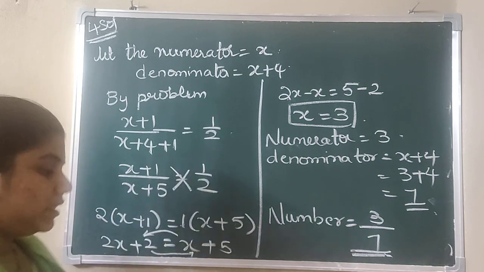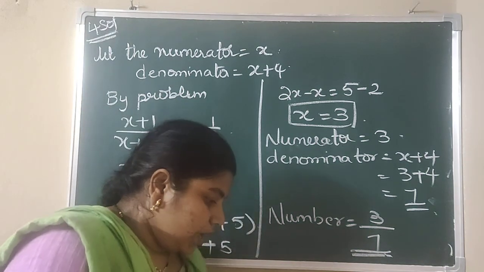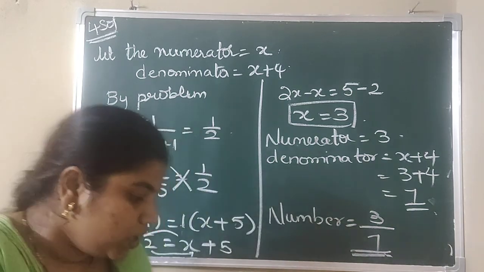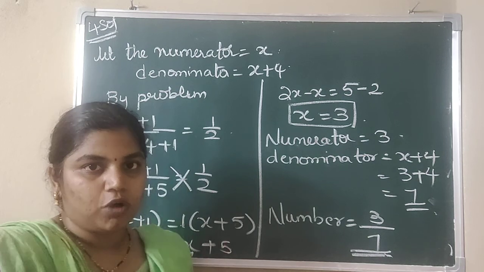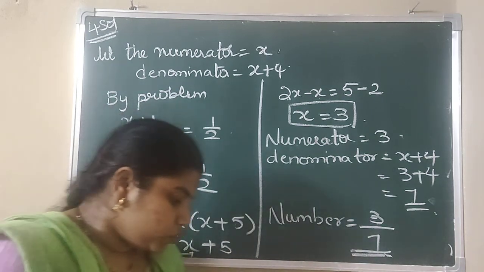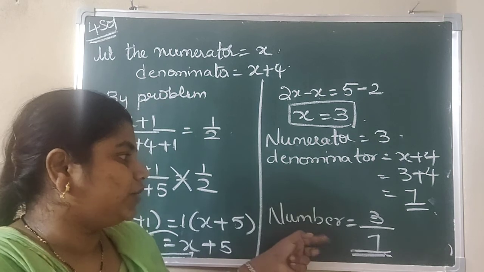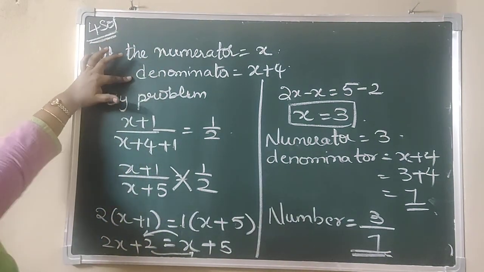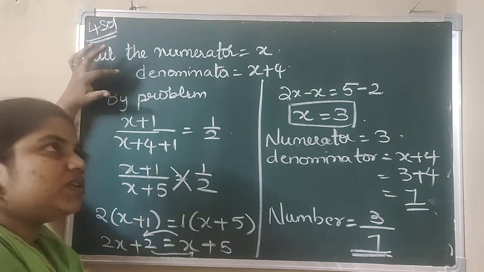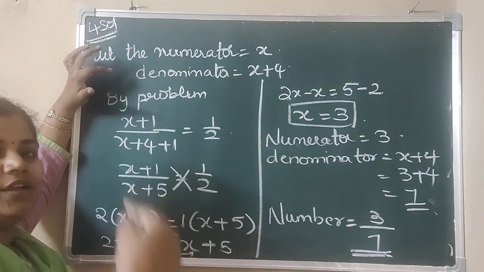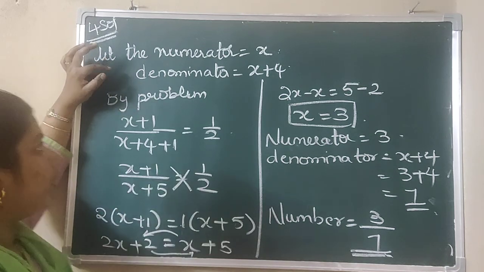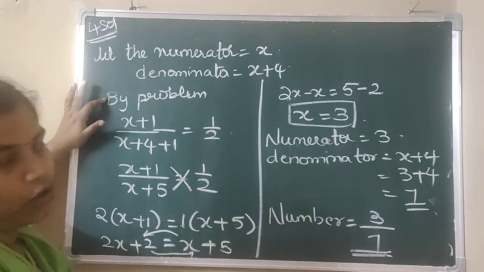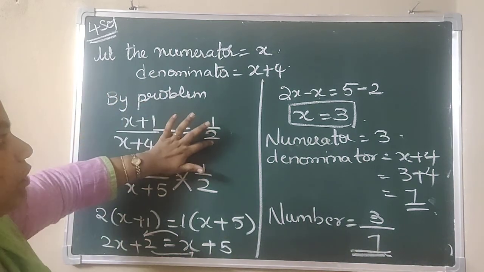Once again, see this. They told that the numerator of a fraction is 4 less than the denominator. If 1 is added to numerator and denominator, the result will be 1 by 2. So find the fraction. So this is the fraction we got. Numerator I am taking as x and denominator value I am taking as x plus 4, because they told that the numerator is less than the denominator by 4. By the problem, they told to add plus 1 to numerator and denominator. After adding plus 1, the result will be 1 by 2.